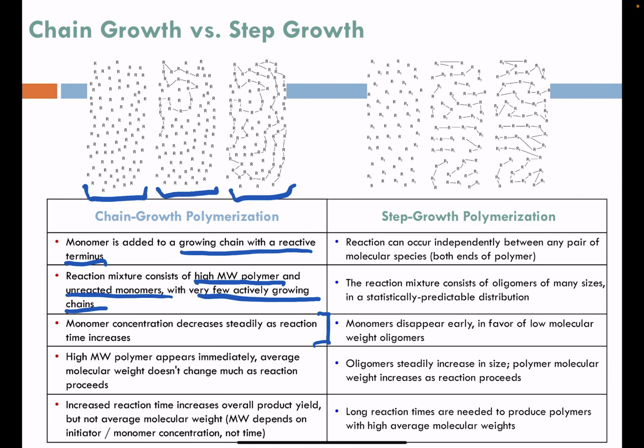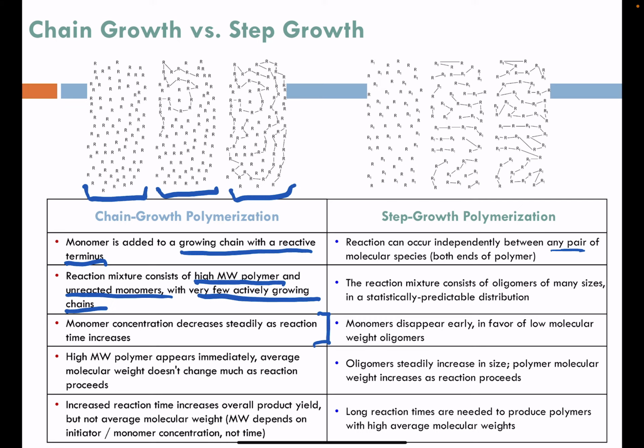Okay, for step growth polymerization, we see some contrasting to those observations. So the reaction can occur immediately between any pair of molecules. So any pair of molecules could be unimers, dimers, trimers, trimers with trimers, dimers with dimers, dimers with octamers. Any pair of molecules can react because they have those reactive end groups at both ends of the molecule.